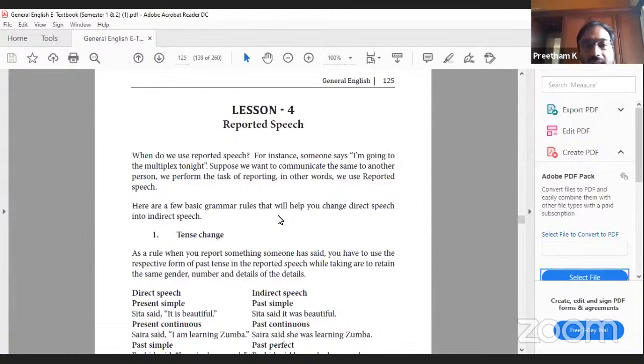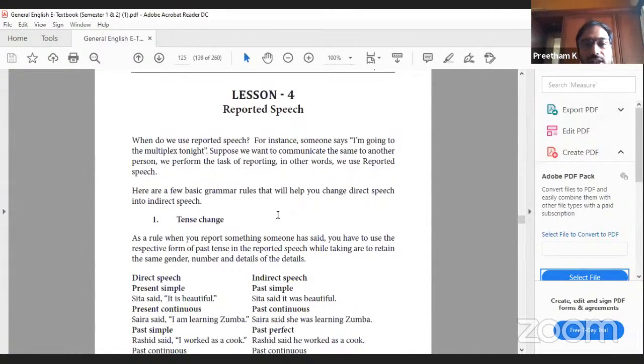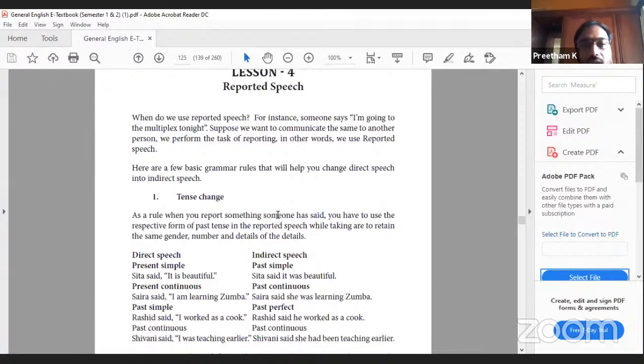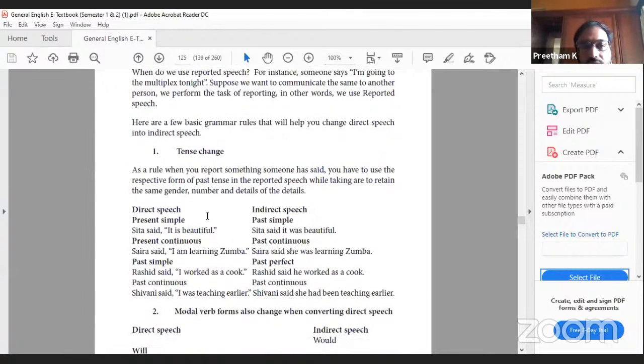Here are a few basic grammar rules that will help you change direct speech into indirect speech. So this is very much important in terms of tense change. What in direct speech becomes indirect speech and what transformation does that undergo. As a rule, when you report something someone has said, you have to use the respective form of past tense in a reported speech while taking care to retain the direct speech.